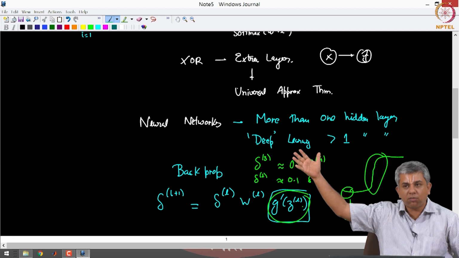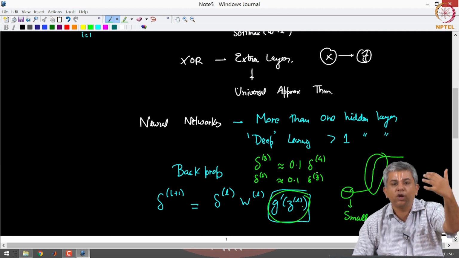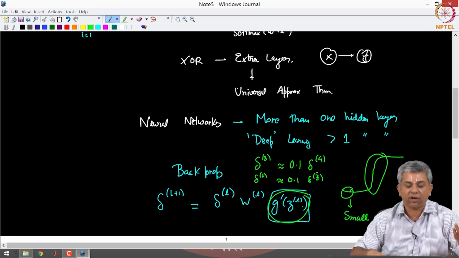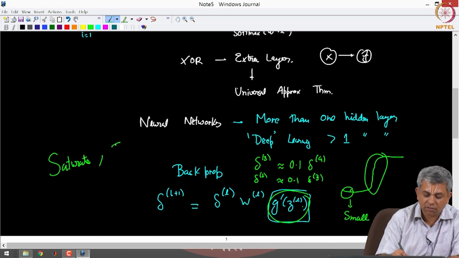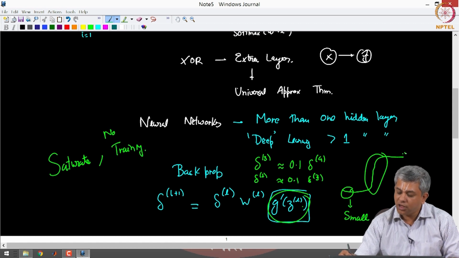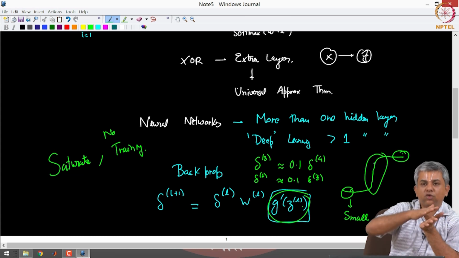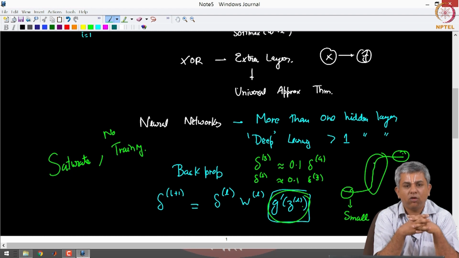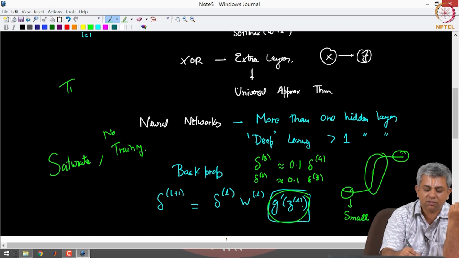So, if these small numbers keep on multiplying, it can actually get very small and it can go below a machine epsilon, and the network will not train. Okay. Similarly, here too it will stop training. This is called saturation, that is your value is so close that your slopes are very low, and this is the fundamental problem in training deep networks.